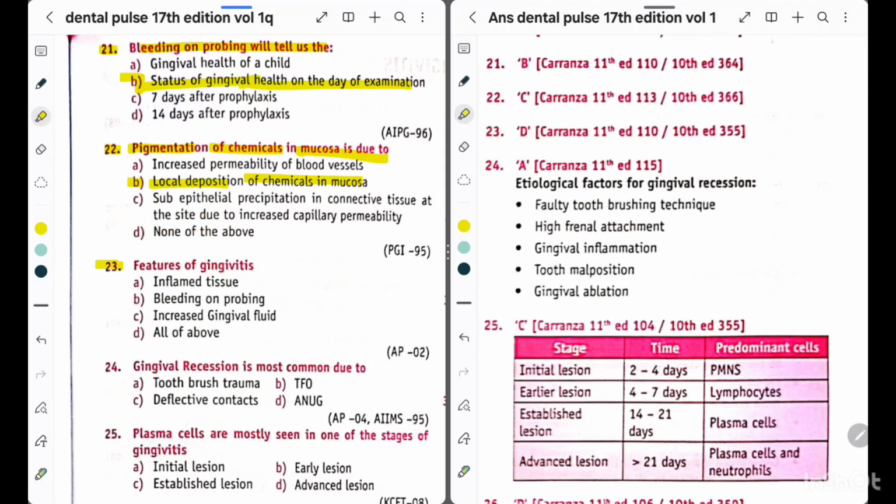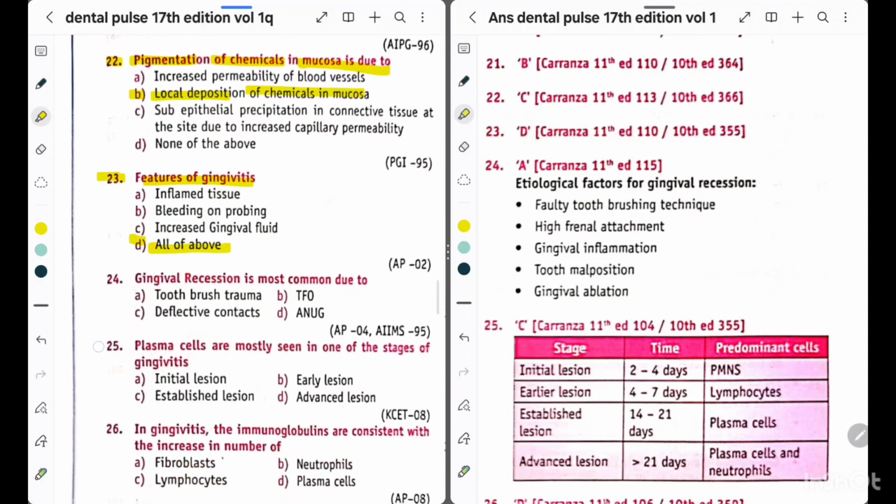Now question 23. Features of gingivitis. Option A, inflamed tissue, option B, bleeding on probing, option C, increased gingival fluid, option D, all. So the answer is all of the above.